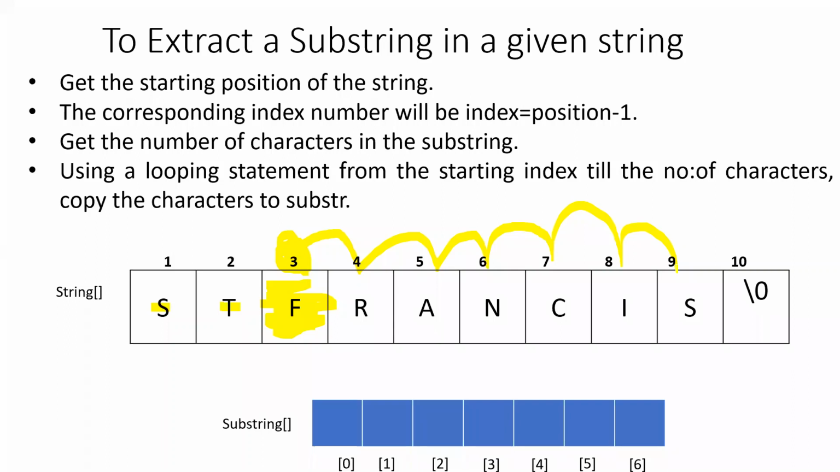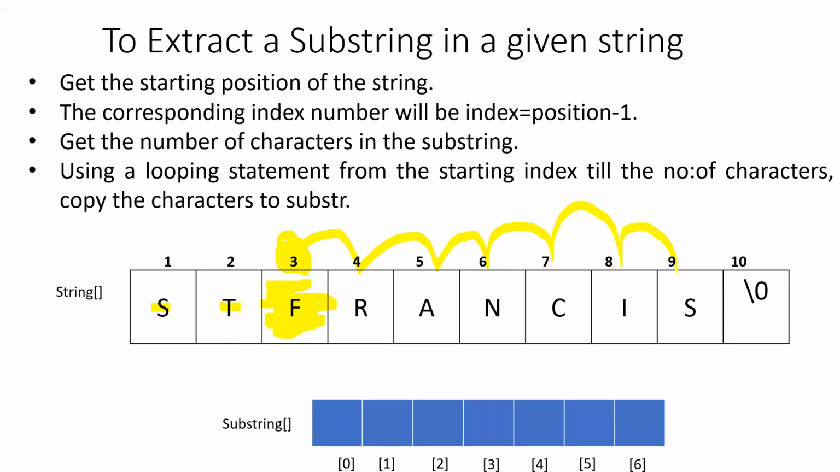So when we extract, we need only two things. One is the position, the other is the length of the substring. If you get the position, how do you find the index number? Position is what we can understand, but the index number is what the system can understand. For a C program, with a character array, instead of the position, you will have to make the system understand by its index number.